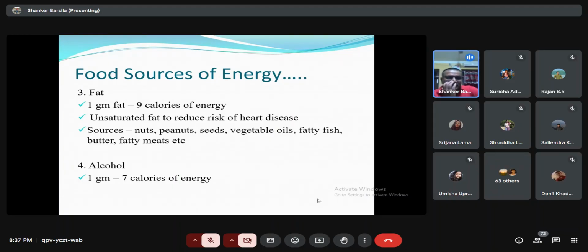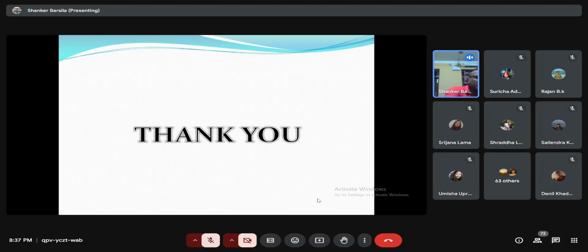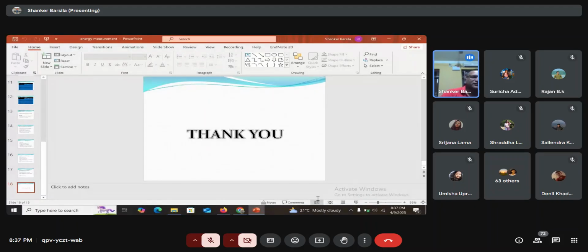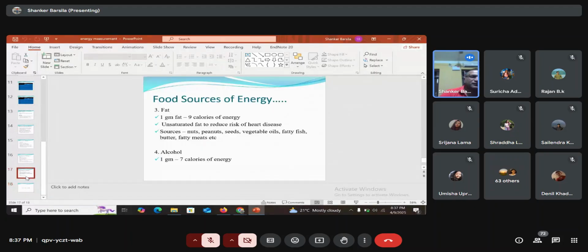So another source of energy is alcohol. This is almost equivalent to 7 calories of energy per gram. Okay, but don't focus much on alcohol. That is not desirable as a source of energy. So let us discuss now.